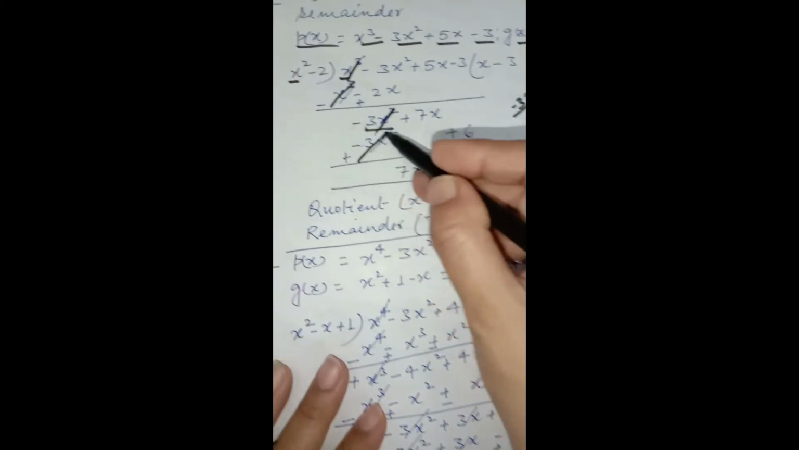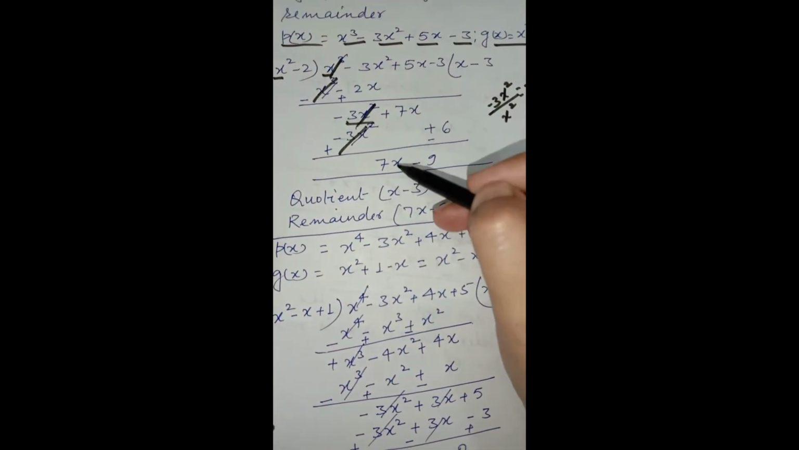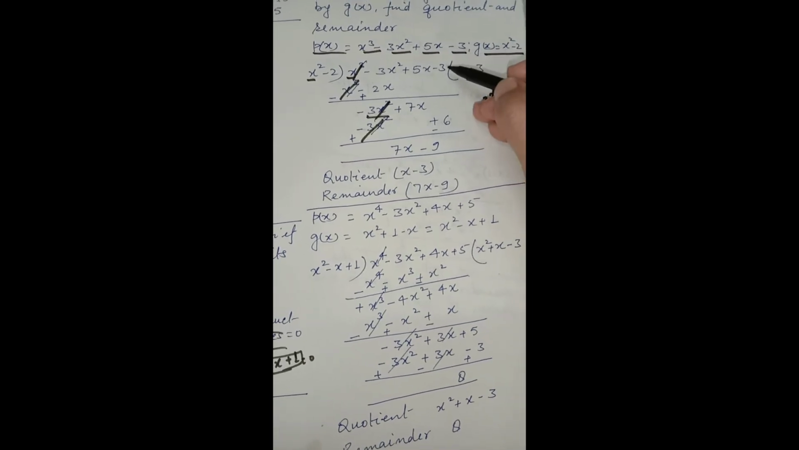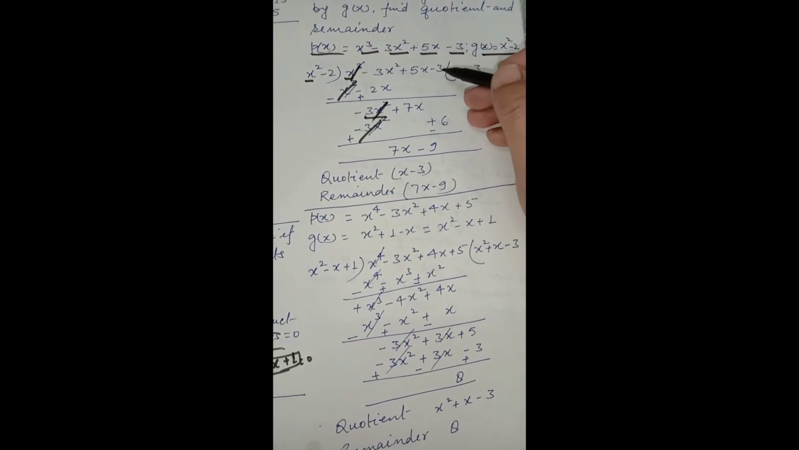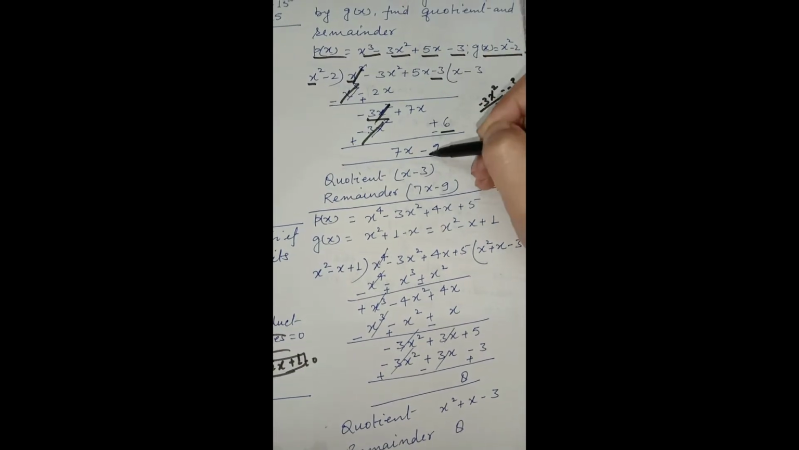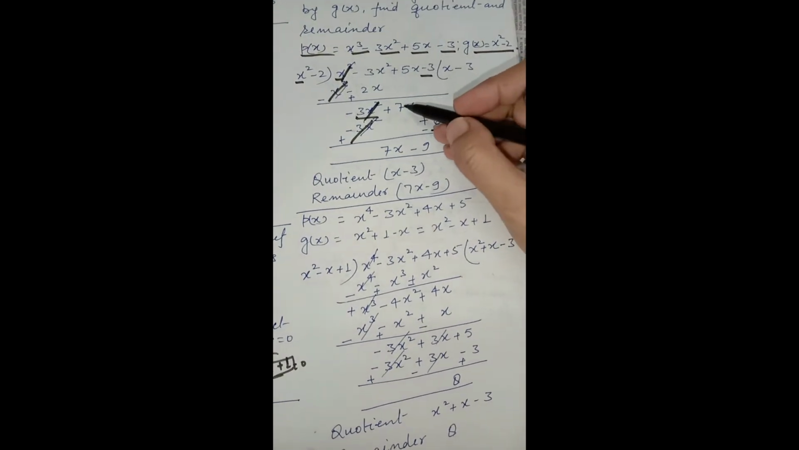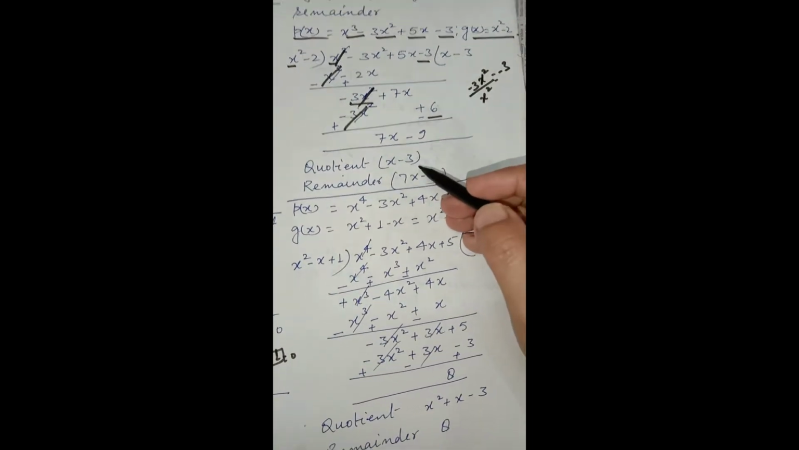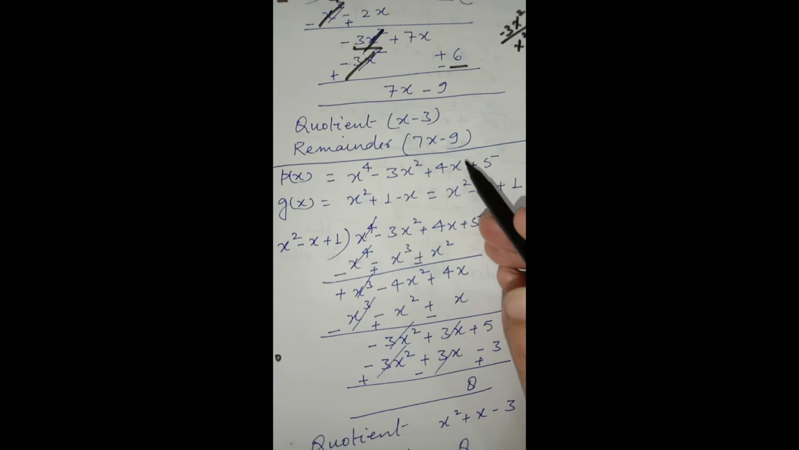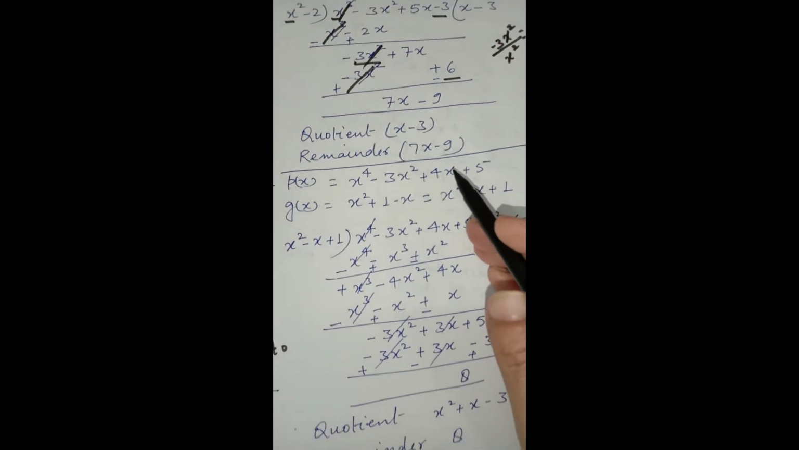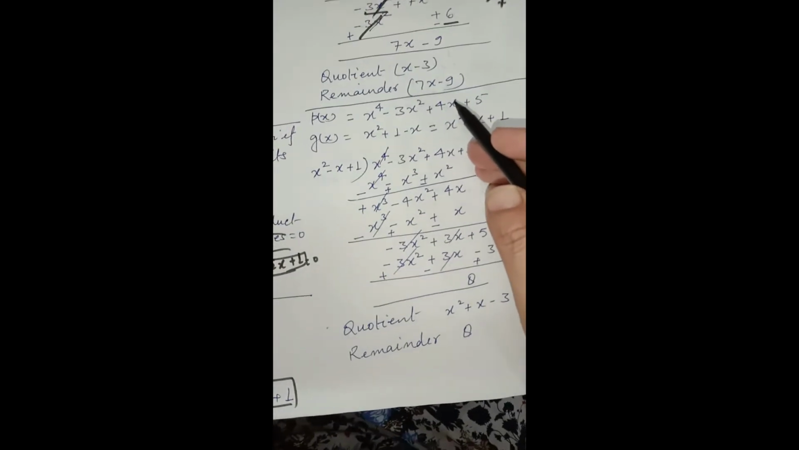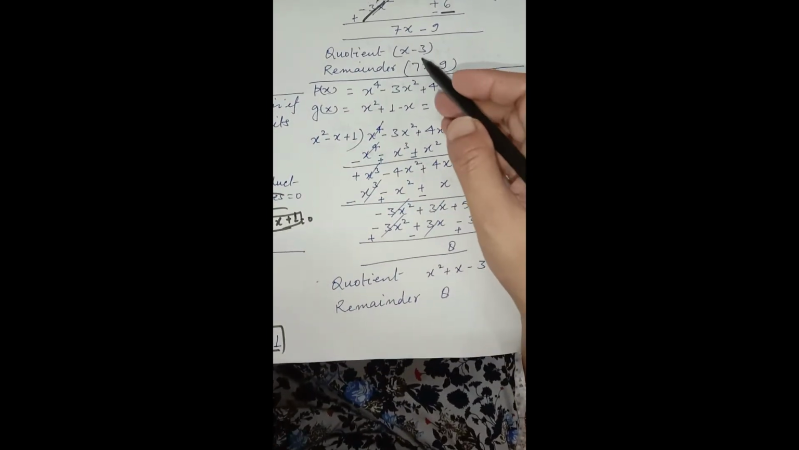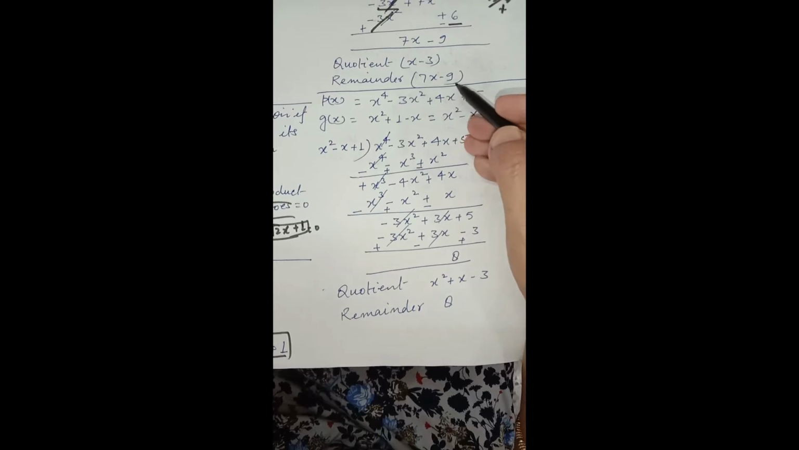So these two terms will be cancelled and there is no term of x, and we will be left with minus 6. Here in the dividend minus 3 is given, so we will solve minus 3 and minus 6 will make minus 9. So we are left with the two terms 7x and minus 9. So the quotient is x minus 3 and the remainder is 7x minus 9. So on dividing the first polynomial px by the second polynomial gx, we get the quotient as x minus 3 and the remainder as 7x minus 9.